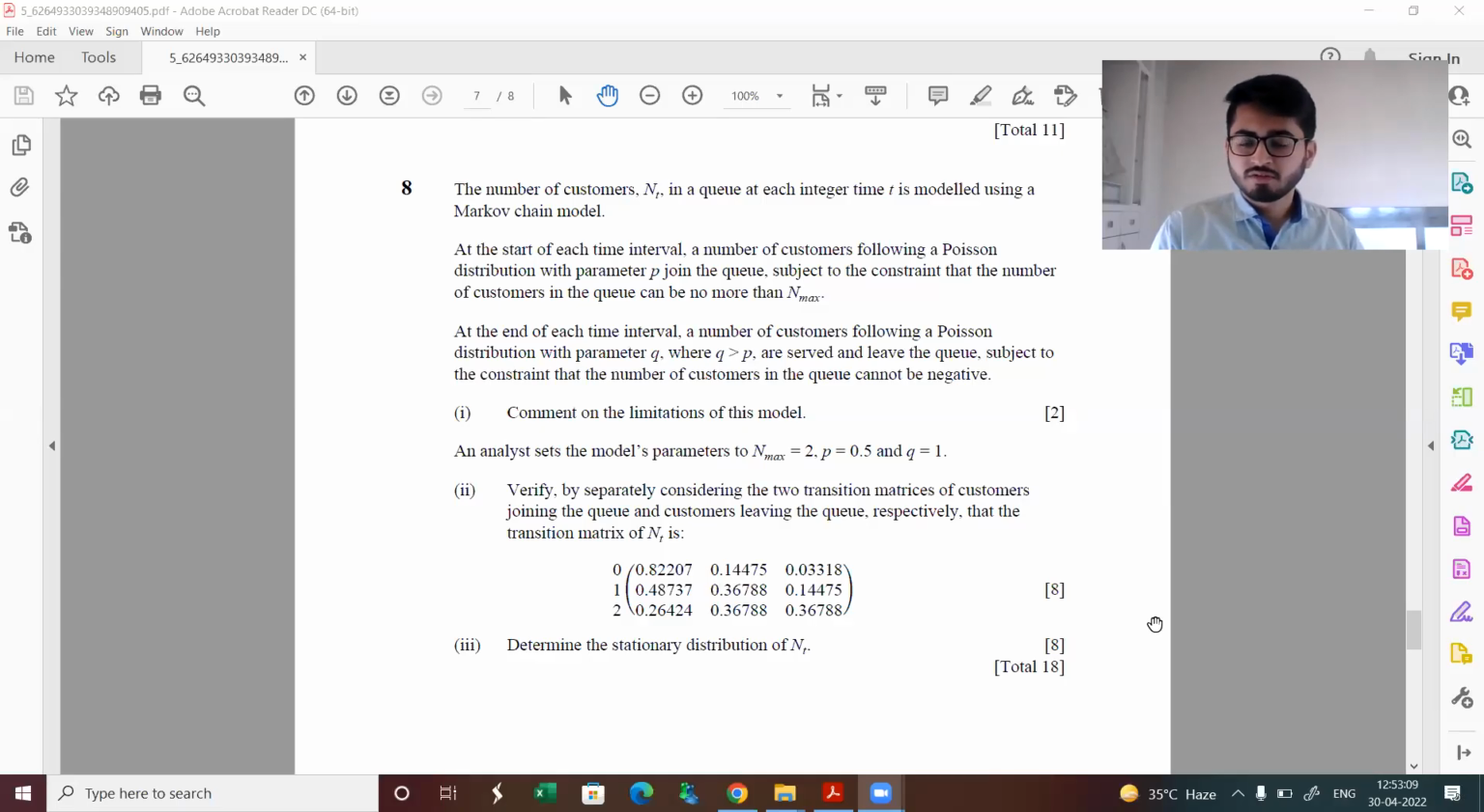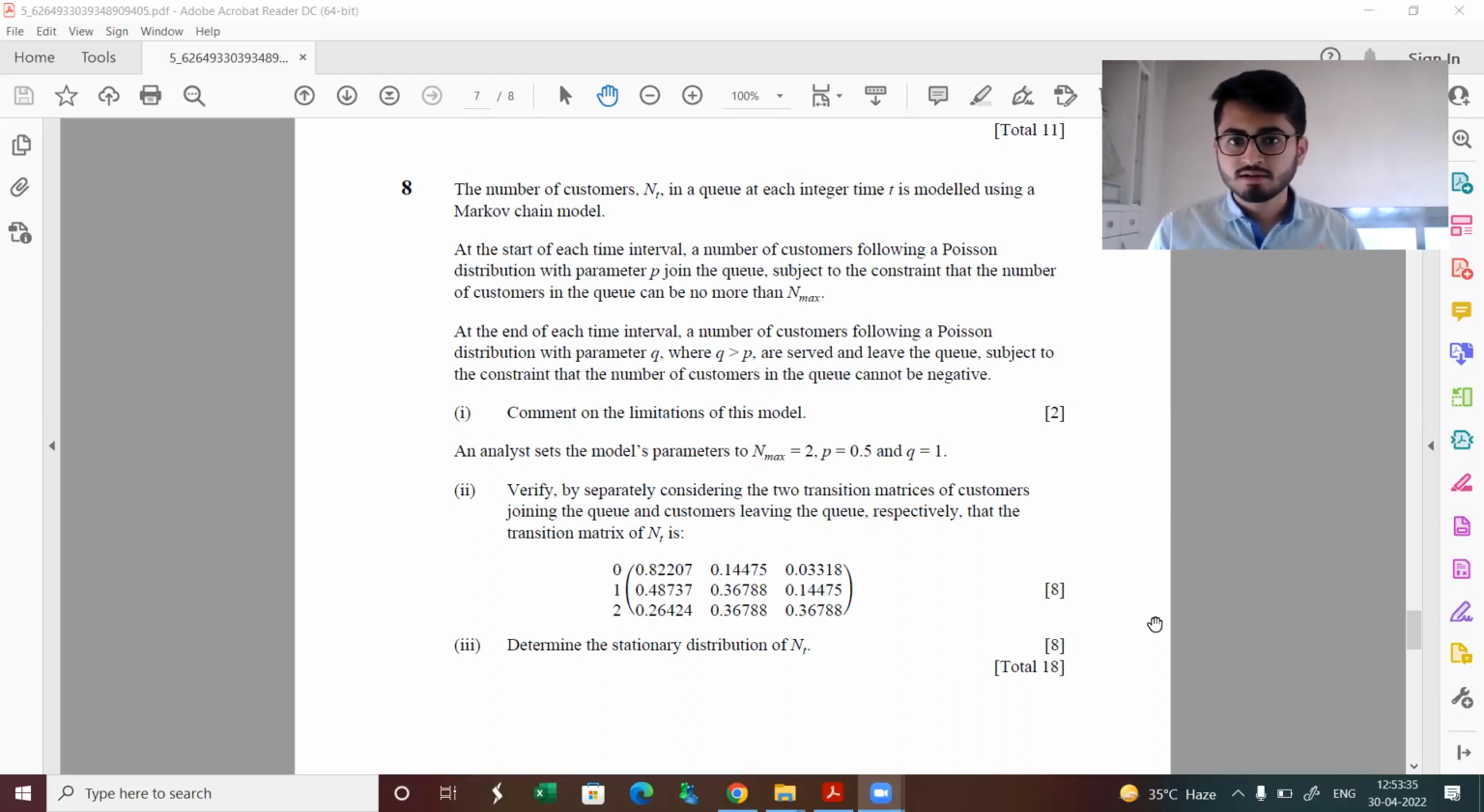This is the particular question which I'm talking about. The number of customers N_t in a queue at each integer time t is modeled using a Markov chain model. At the start of each time interval, a number of customers following a Poisson distribution with parameter p join the queue, subject to the constraint that the number of customers in the queue can be no more than n max.